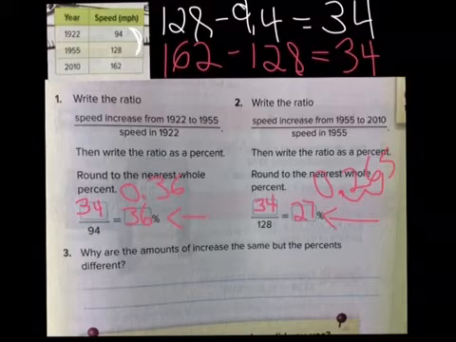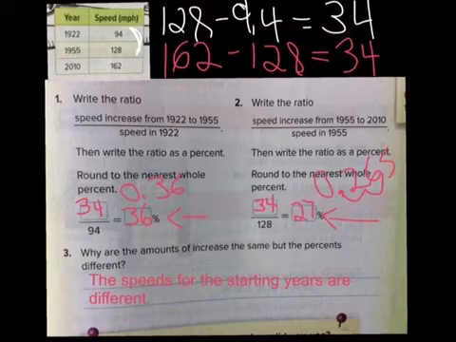Okay, in speed. Now, why are the amounts of increase the same? Yes, they are the same, 34 here and 34 here, but the percent's different. Well, because this is a percent out of 94, and this is a percent out of 128. So the starting years are different. So go ahead and write that down. They're different because the speeds for the starting years are different.